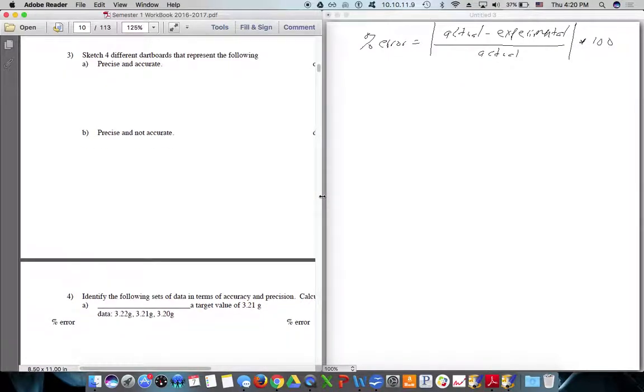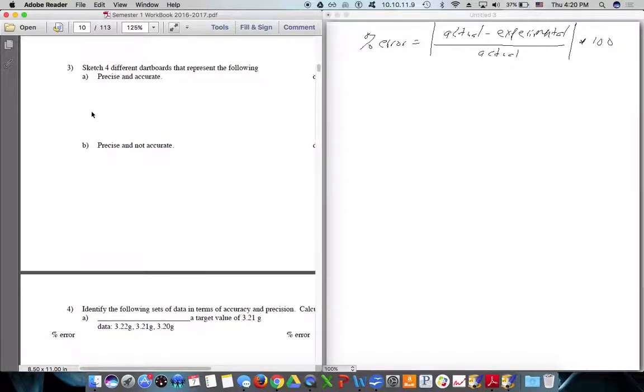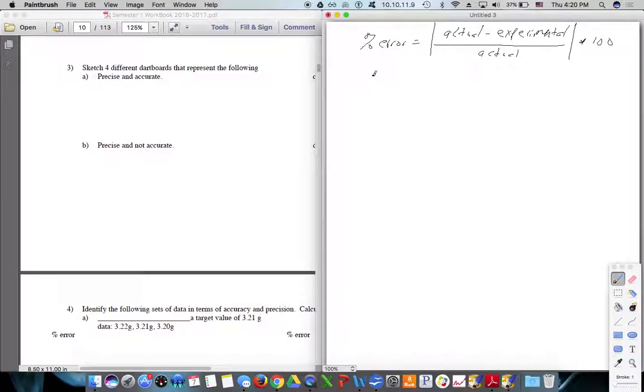All right, the dartboards. So we have the 4 different dartboards. I can't write over here. Sorry, guys. I have to write over here. So I'm gonna do A here. Precise and accurate. That would be if we had all of the arrows close to each other and where we want them at that bullseye. So that's precise and accurate.